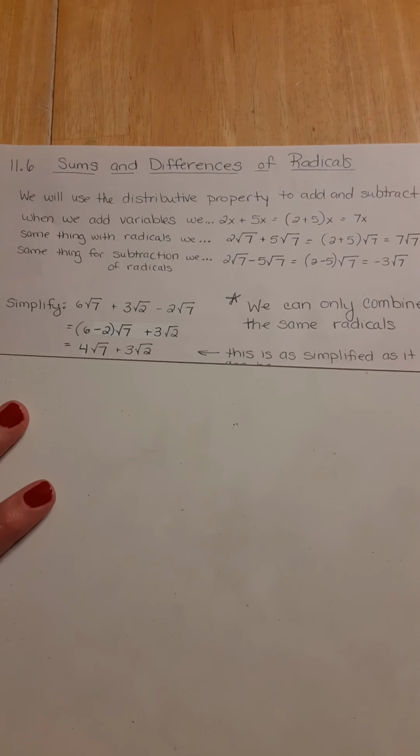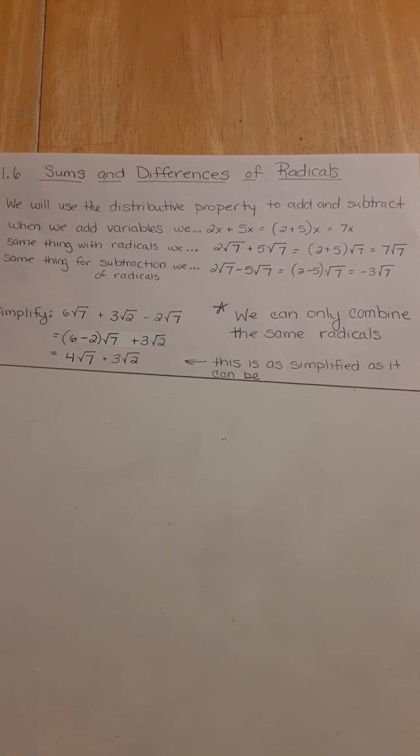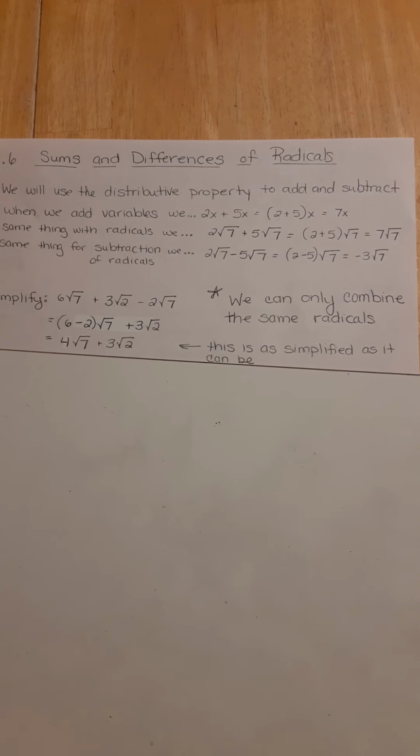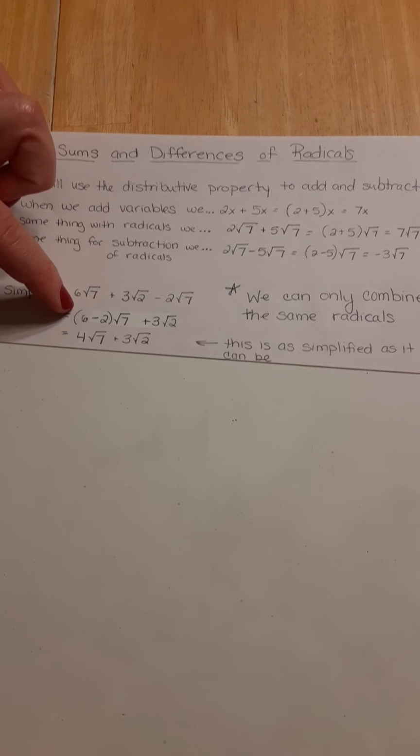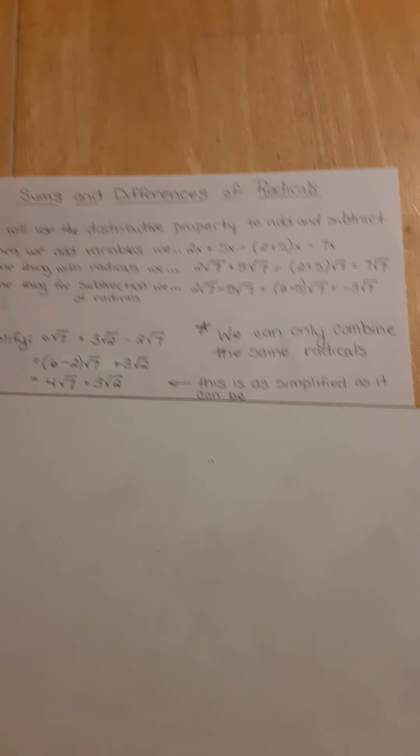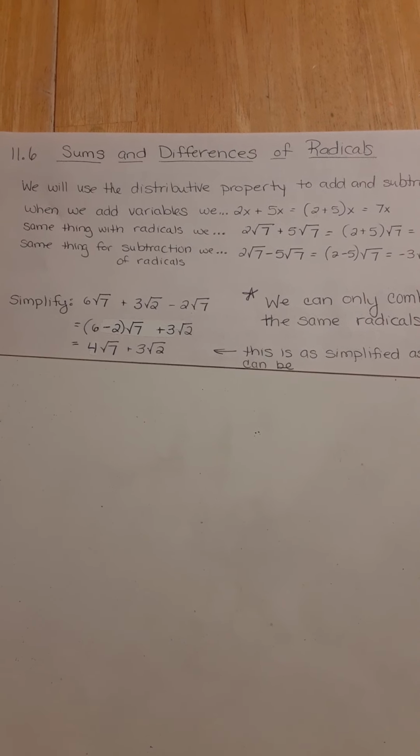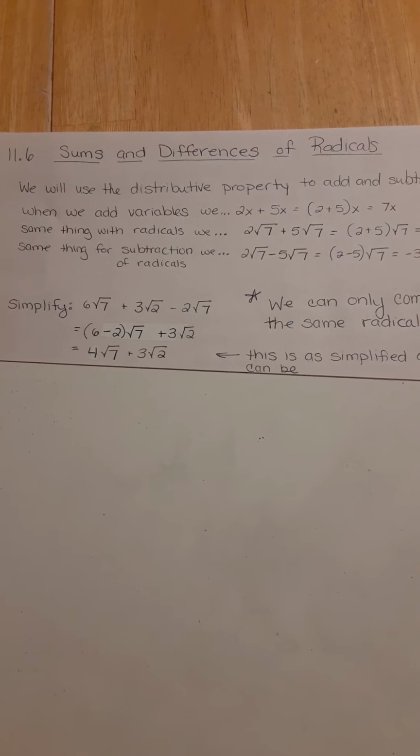So do our math here. 6 minus 2 is 4 times the square root of 7. And then there is my plus 3 times the square root of 2. I cannot combine them because they do not have the same square roots underneath, actually, the same radicands underneath. So that would be my final answer.